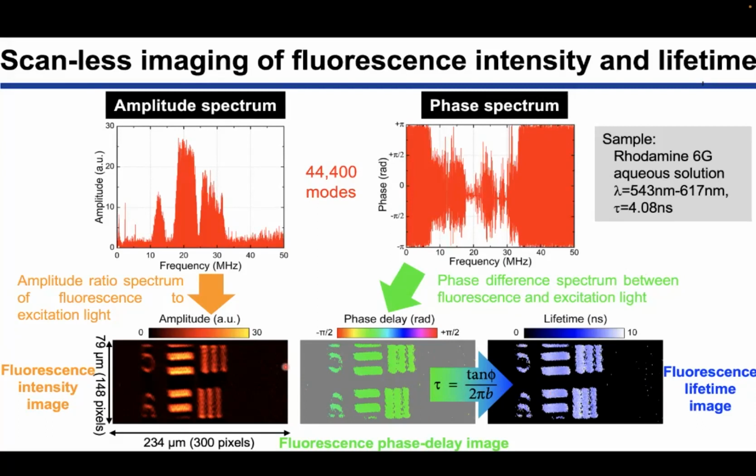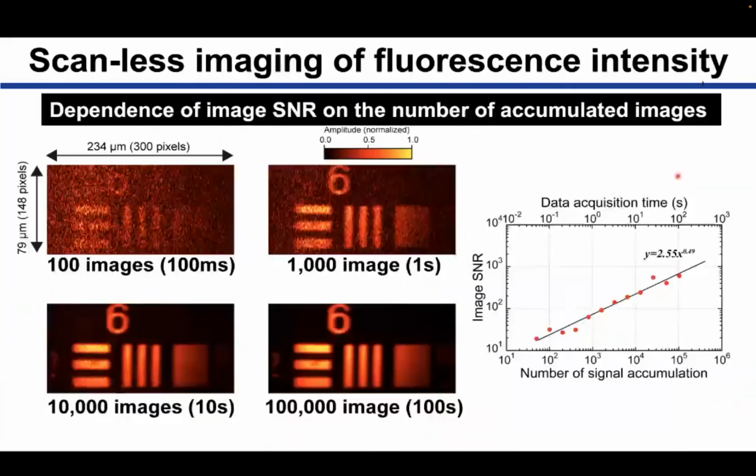In this way, the three images clearly show the test chart pattern like here. However, the image contrast mechanisms are different among them: the fluorescence intensity, fluorescence phase delay, and fluorescence lifetime. The lifetime value of this image is in good agreement with the literature value of this sample.